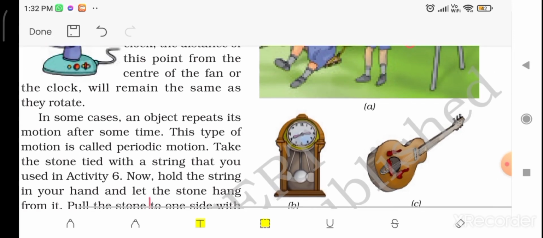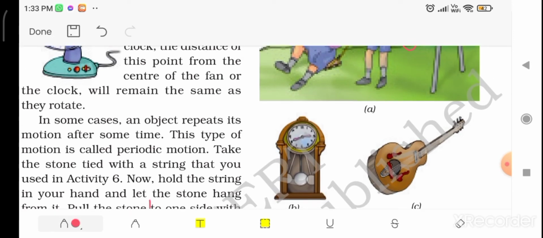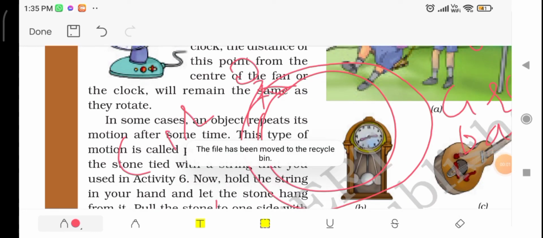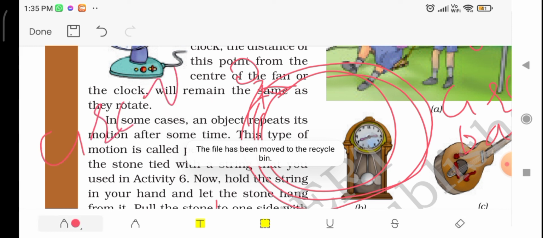Okay, and have you seen a circular ground, a running track, where the athlete is running around the circular track? Continuously his position is changing, and he is moving around the circular path. The athlete is moving around the circular track. This kind of motion, whenever an object moves around a circular path, a circular orbit, is called circular motion.